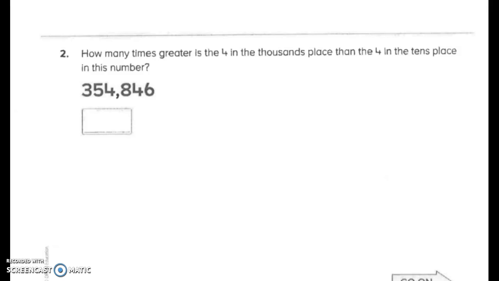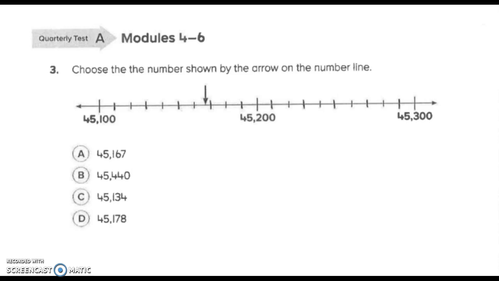Number 2. How many times greater is the 4 in the thousands place than the 4 in the tens place in this number? Number 3. Choose the numbers shown by the arrow on the number line.